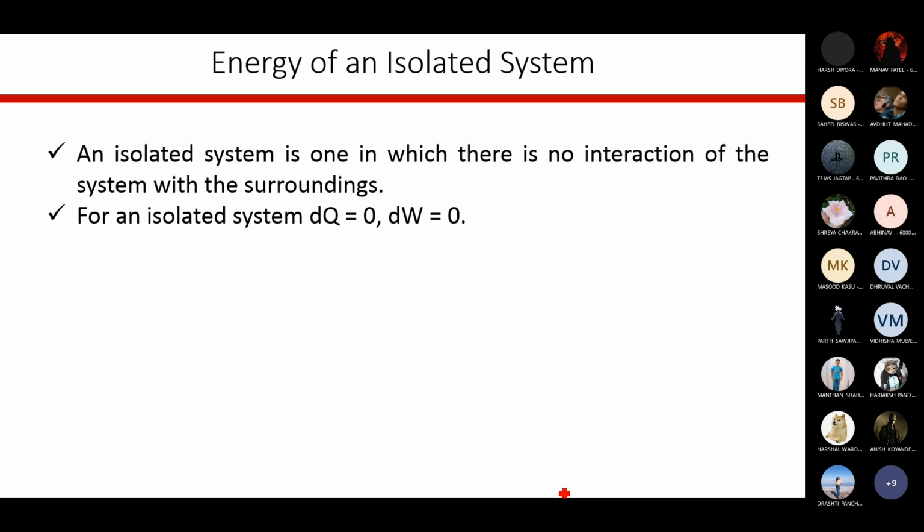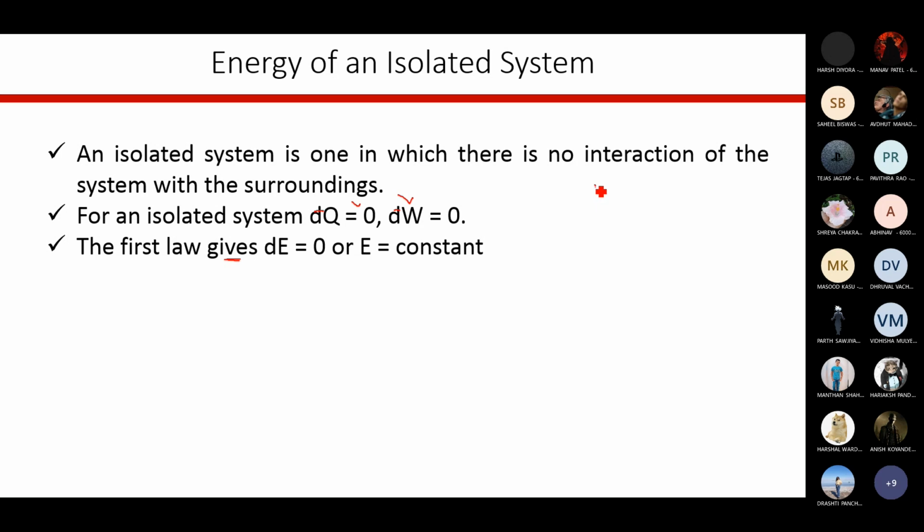So for an isolated system, the heat transfer dq is 0, and the work transfer is also 0. So you can write dW is also equal to 0. No heat and work interaction with the surroundings, right? So it means the first law for the isolated system can be deduced like this. So dE will be equal to 0.